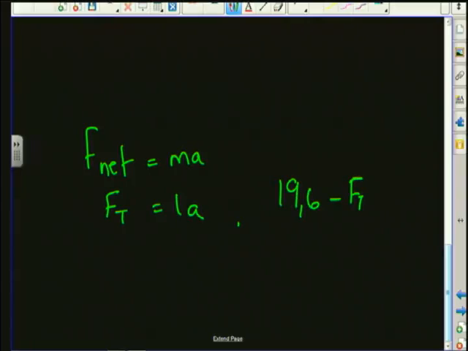Now I want to go through what we've done. So Fnet equals ma. For the 1 kilogram, it's simply 1a. For the 2 kilogram, we've still got 19,6 minus Ft equals 2a. So Ft equals, oh no, what am I doing? If I add the two together, that means I get 19,6 equal to 3a. All right, sorry, what happens when you think too quickly? So we get 3a. A is obviously bigger.